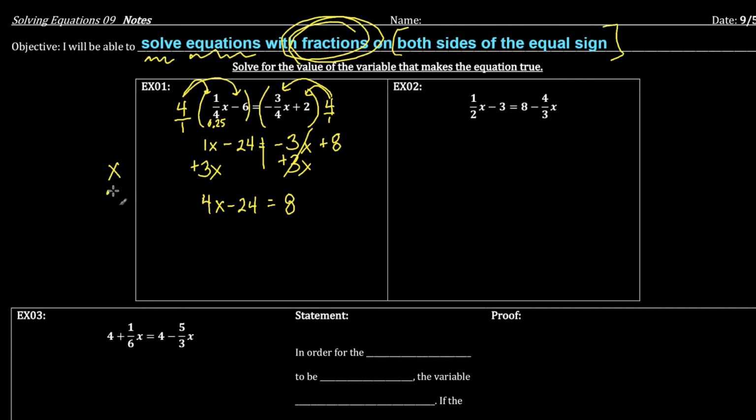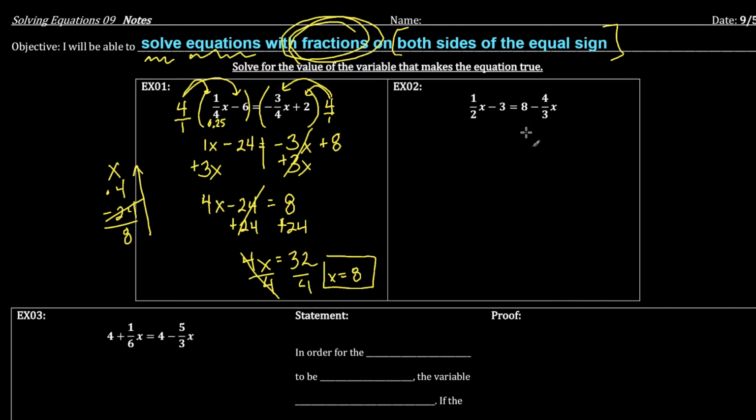So x times 4 minus 24 gave me 8. Inverse operations. So plus 24, plus 24. So 4x equals 32, because 8 plus 24 is 32. And then the inverse operation of times 4 is divided by 4. X equals 8.